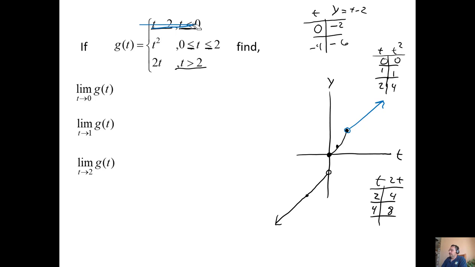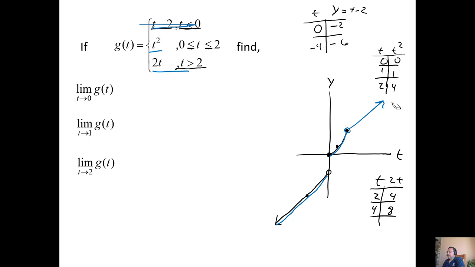Okay, so this part of the graph is this right here. This part of the graph is this right here. And this part of the graph is this third part right here. And that's what's going on there. Okay, so now we have a graph.